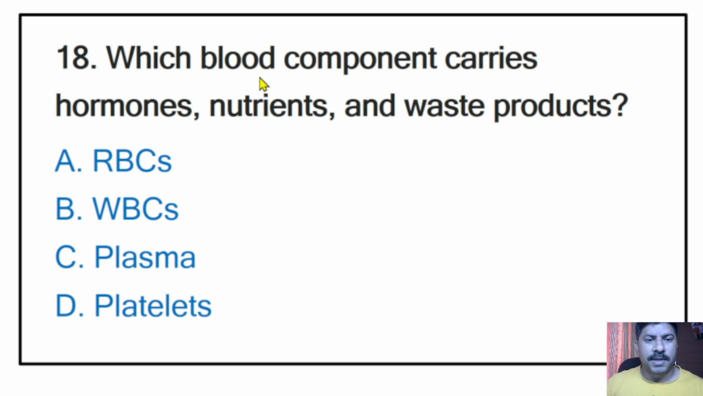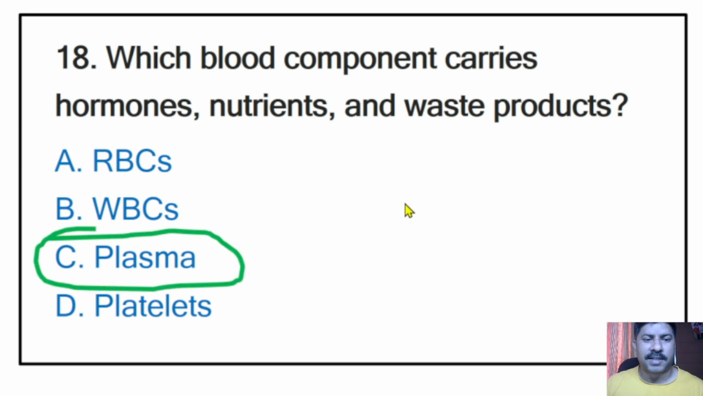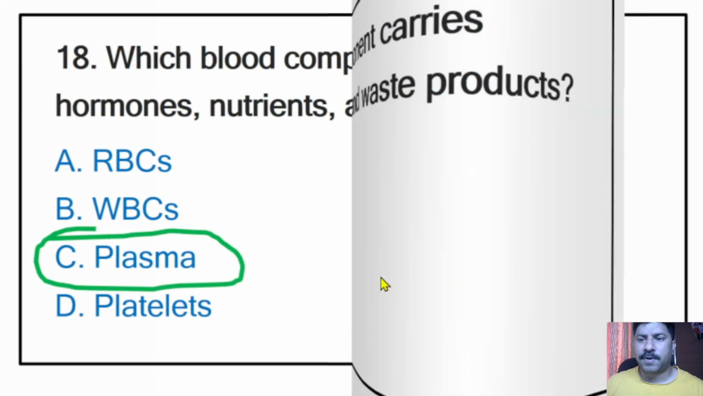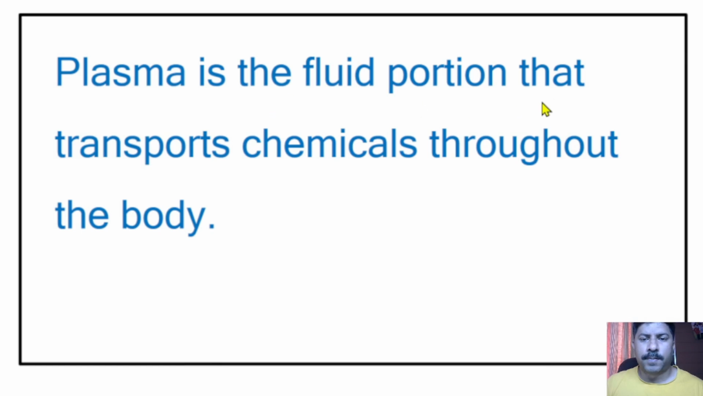18th question, which blood component carries hormones, nutrients and waste products? RBCs, WBCs, plasma, platelets. The correct answer here, plasma. Plasma carries hormones, nutrients and waste products. Plasma is the fluid portion that transports chemicals throughout the body.